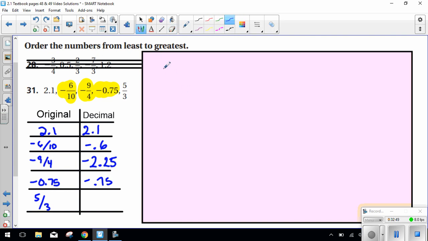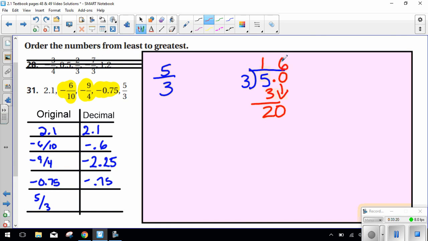And I'm going to take 5 over 3, and I'm going to do the same thing. Remember, top number goes in, bottom number, denominator, or divisor stays out. Numerator is called numerator or dividend. 3 goes into 5 1 time. 2 left over. Add a decimal and a 0. Let's bring that down. 3 goes into 20 6 times. 6 times 3 is 18. 2 left over. Add a 0.